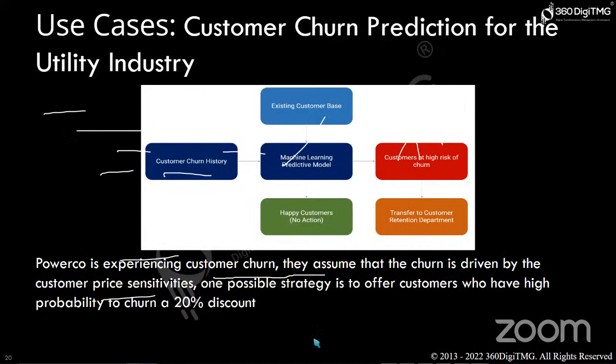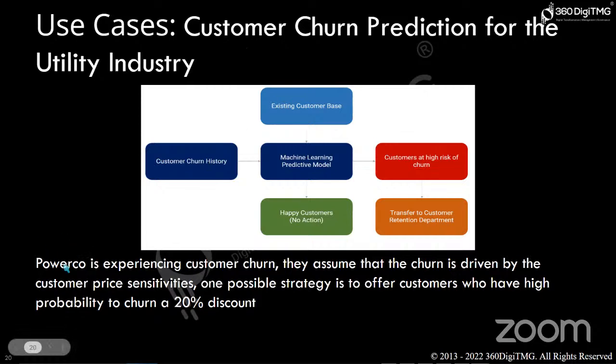Okay, let's talk about some of the use cases of this. The use case on which I have worked is customer churn prediction for the utility industry. In the utility industry, we are trying to predict if the customer will churn or not, given the features. Given all the variables, whether they will churn or not.